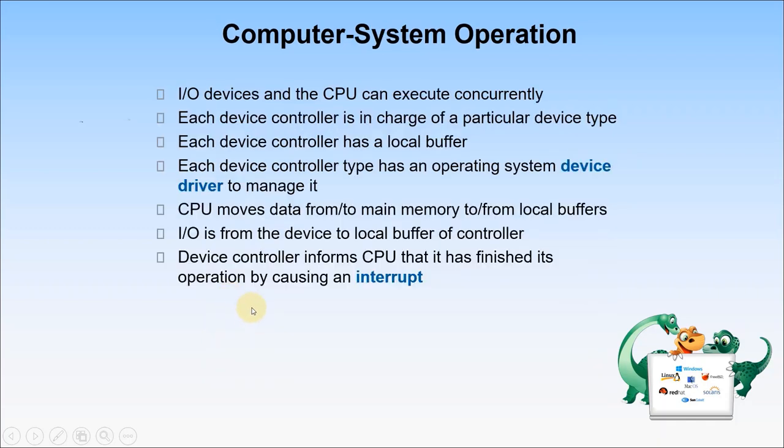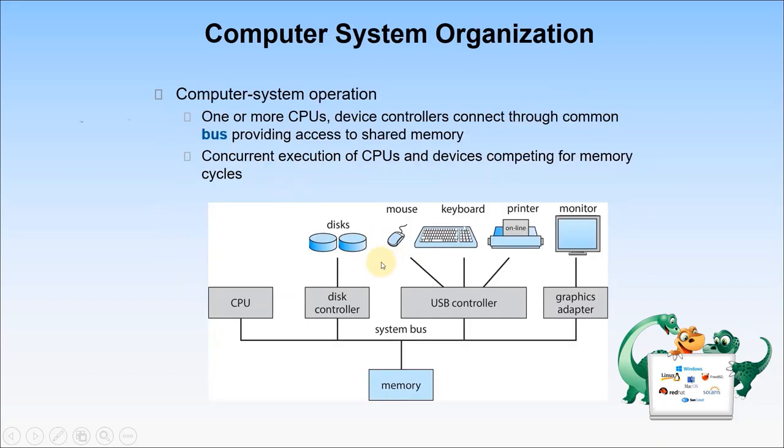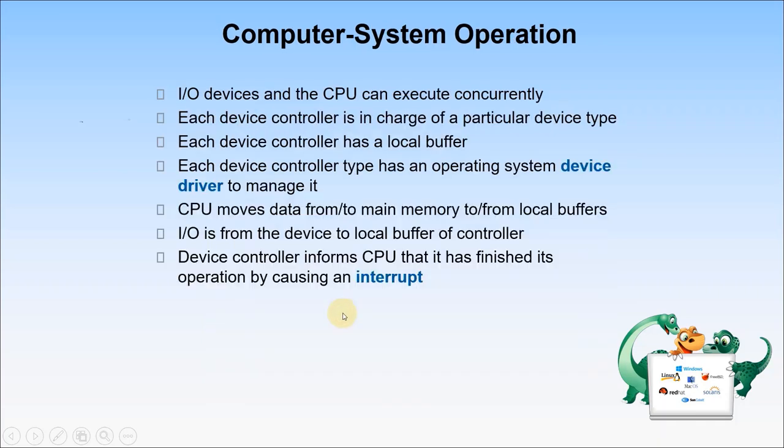Computer system operation. I/O devices and the CPU can execute concurrently. When you say I/O, this pertains to input-output or any peripherals attached to your computer. Each device controller is in charge of a particular device type. Let's go back to the previous slide. As I mentioned earlier, each device or peripheral has its own device controller. Each device controller has a local buffer. When you say local buffer, that pertains to local memory.